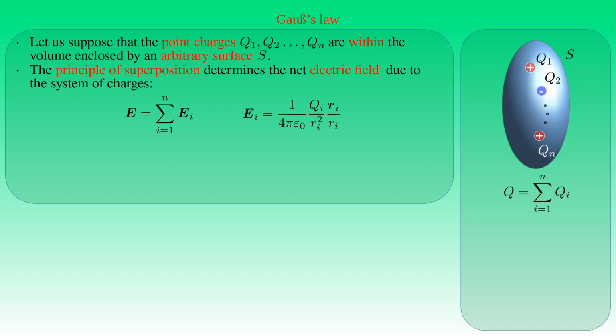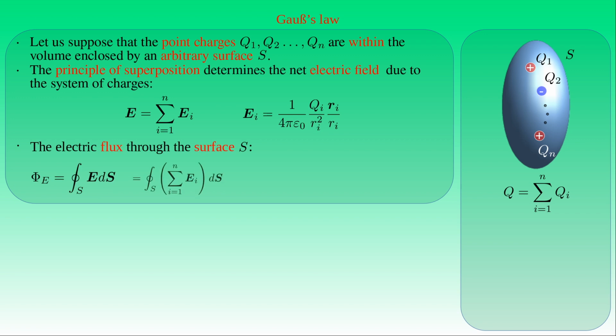Since the electric flux Φ_E through the surface S is the integral of the net electric field E over the surface S, it is equal to the integral of the sum of the electric fields E_i from i equals 1 to n over the surface S. If we exchange the integral and the summation, we can write that the flux is equal to the sum of the integrals of the individual electric fields E_i over the surface S from i equals 1 to n.